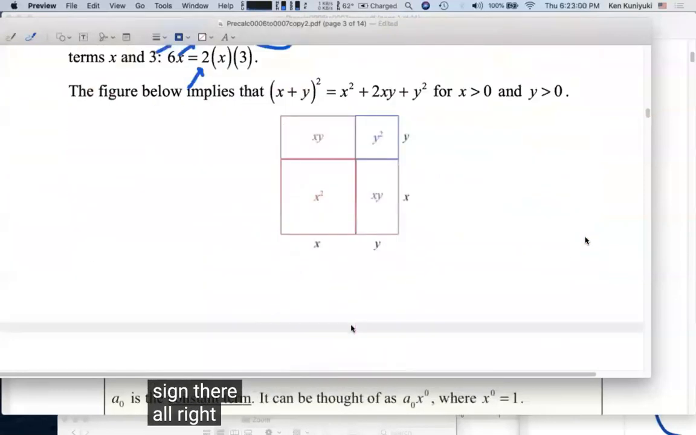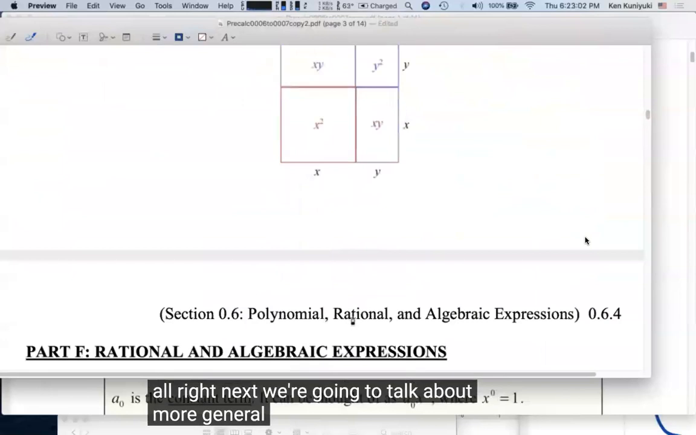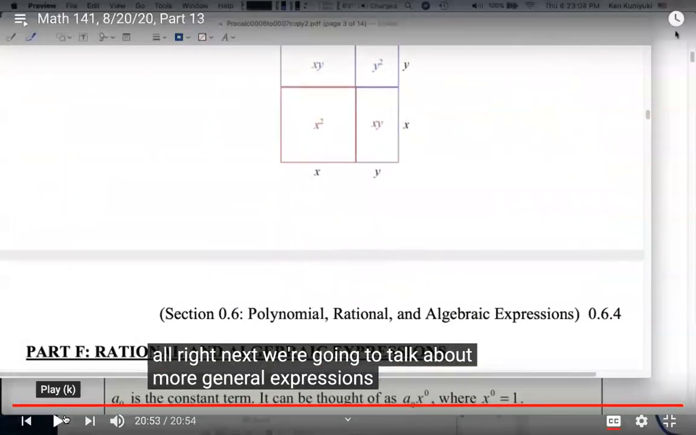All right. Next, we're going to talk about more general expressions. Any questions about polynomials?